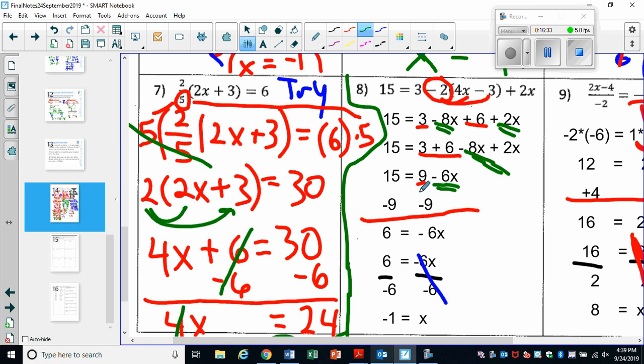And then next step, additive inverse. So we can't combine the 9 minus 6x, so we have to move the 9 to the other side by subtracting it. So 9, negative 9 cancel. So we have 6 equals negative 6x. Last but not least, divide both sides by negative 6. So we get rid of the coefficient, and we're just left with x is equal to 6 divided by negative 6. x is negative 1.